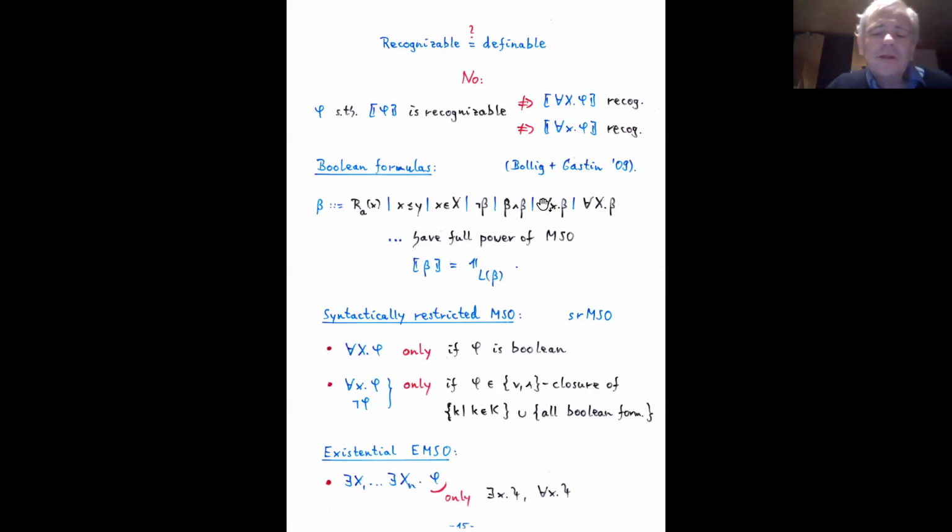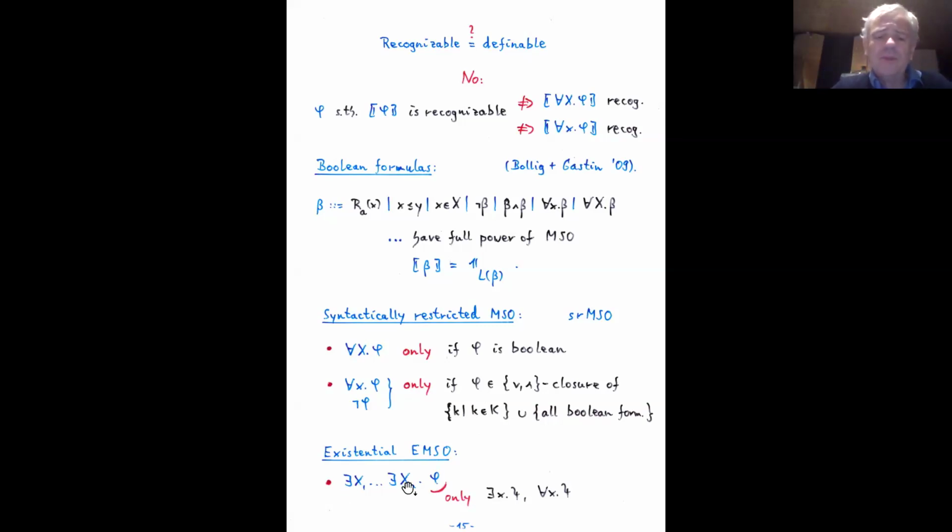And our syntactically restricted MSO, where we restricted the universal quantifier, is the following. Basically, we don't allow the universal set quantification, or let's say we allow it only if phi is Boolean of this form. And we allow the universal set element quantification and also negation only if phi is either a constant or such a Boolean formula, or constructed from these using the disjunctive conjunctive closure. Okay, so then existential EMSO is given in the following form. We take a phi, which has only existential and universal quantification for element variables, and then we put some set variables with existential quantifiers in front of them.